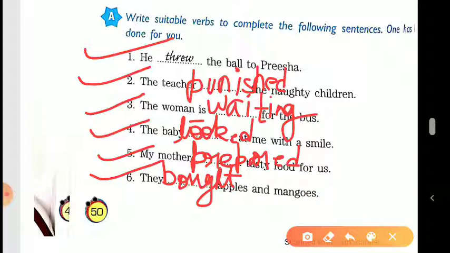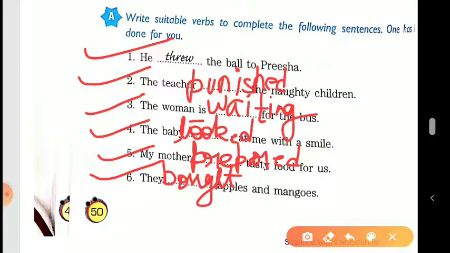He threw the ball to Prisha. Second, the teacher punished the naughty children. Third, the woman is waiting for the bus. Present continuous tense. Fourth, the baby looked at me with a smile. Look is the present tense and the past tense of look is looked, L-O-O-K-E-D. Then fifth, my mother prepared tasty food for us, P-R-E-P-A-R-E-D, prepared, that's the past tense of prepare. And sixth, they bought apples and mangoes. What is the past tense of buy, B-U-Y, buy, the past tense is B-O-U-G-H-T. So, these were the verbs which we have filled in the sentences.